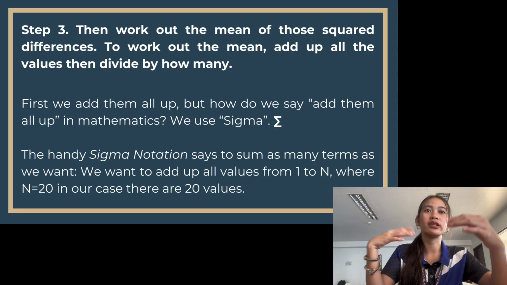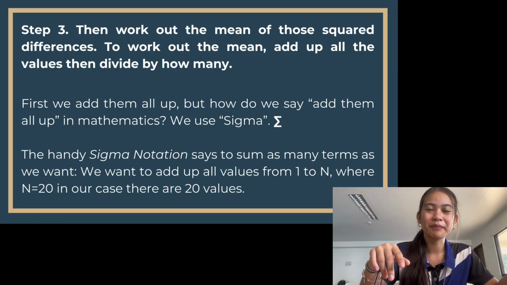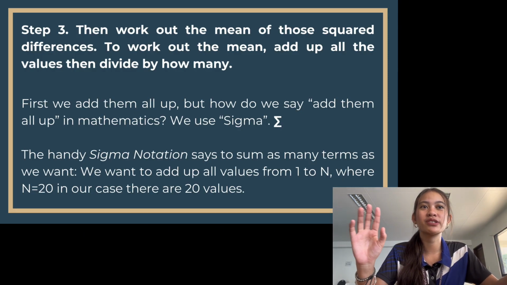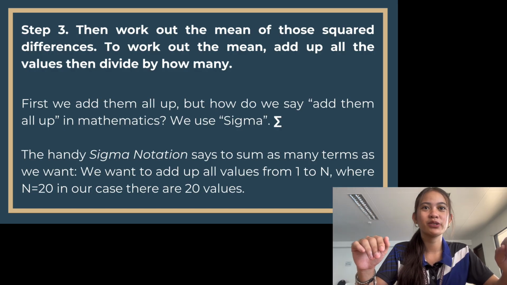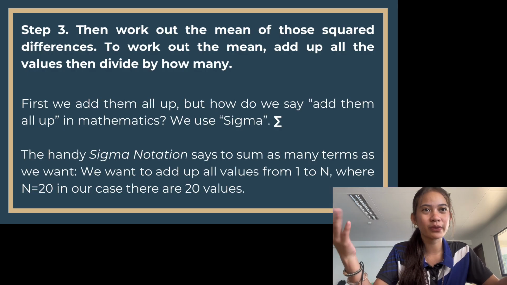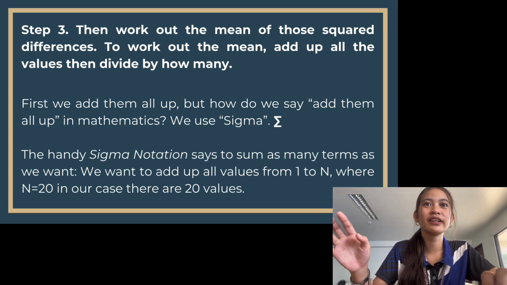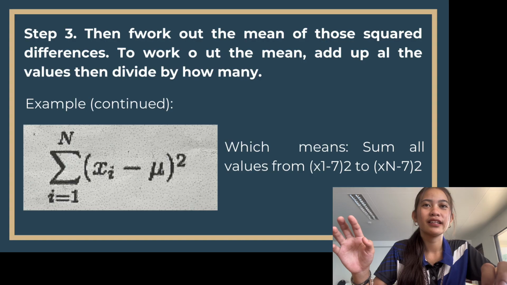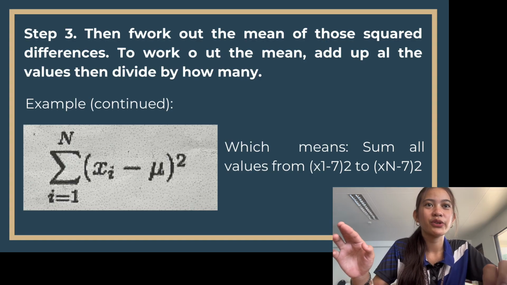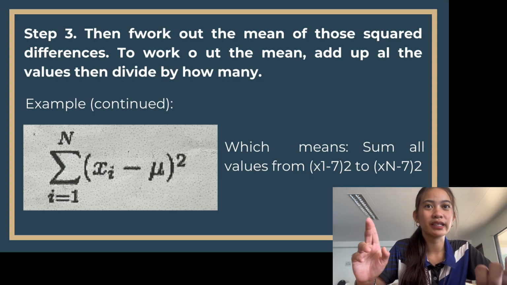So first we add them all up. But how do we say add them all up in mathematics? So we use sigma. The handy sigma notation says to sum as many terms as we want. So we want to add all the values from 1 to n. And n is 20 because the population is the big N. So it's 20, right? And here is another example. So you have to sum all the values from variable 1 to variable 20.